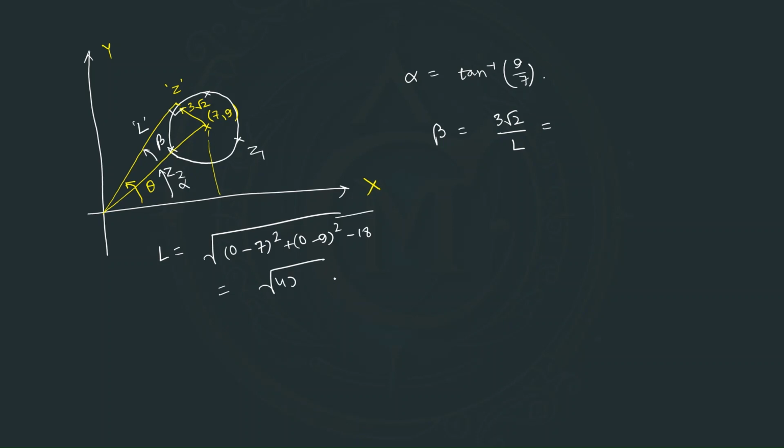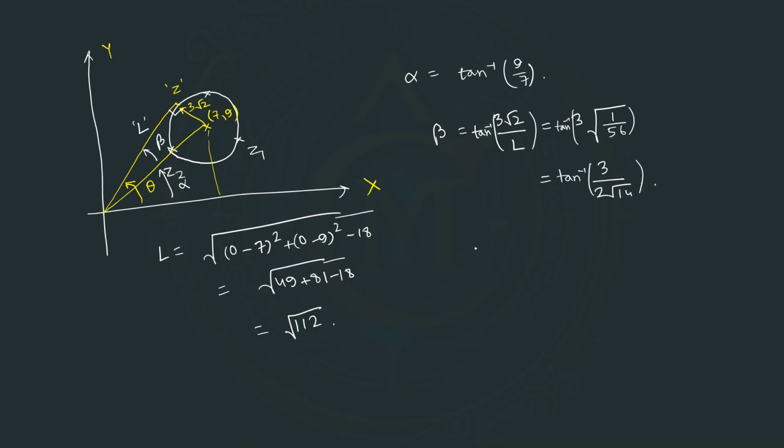49 plus 81 minus 18. It comes out to be 112 under root. So it comes out to be 3 root under 1 divided by 56, which is equal to 3 by 2 root 14, and tan inverse of this. So theta will be equal to tan inverse 9 by 7 plus tan inverse 3 by 2 root 14.